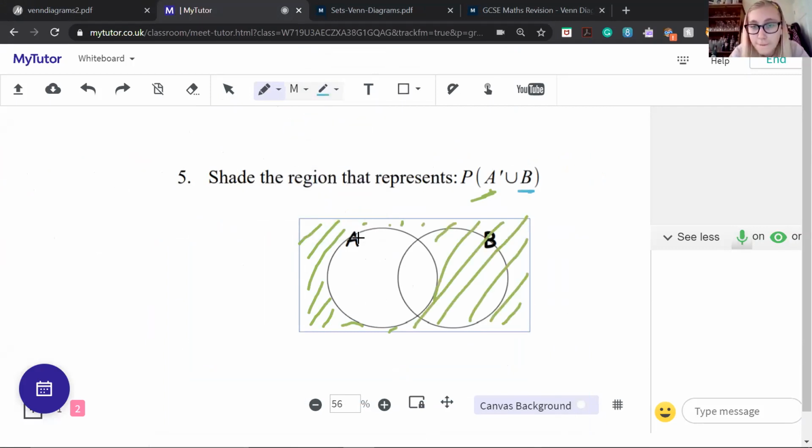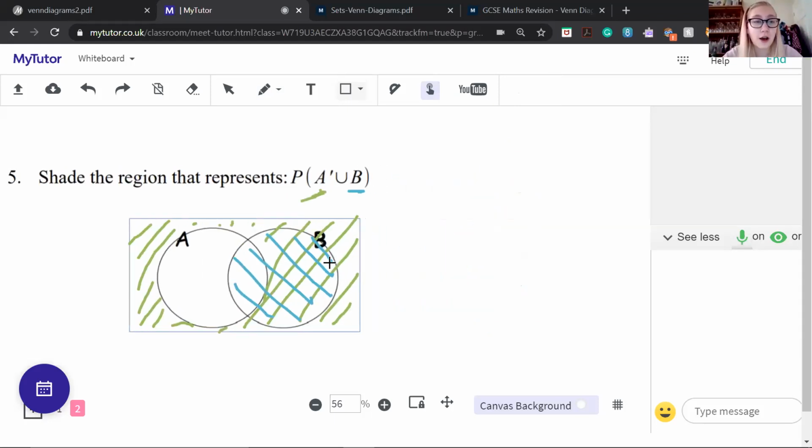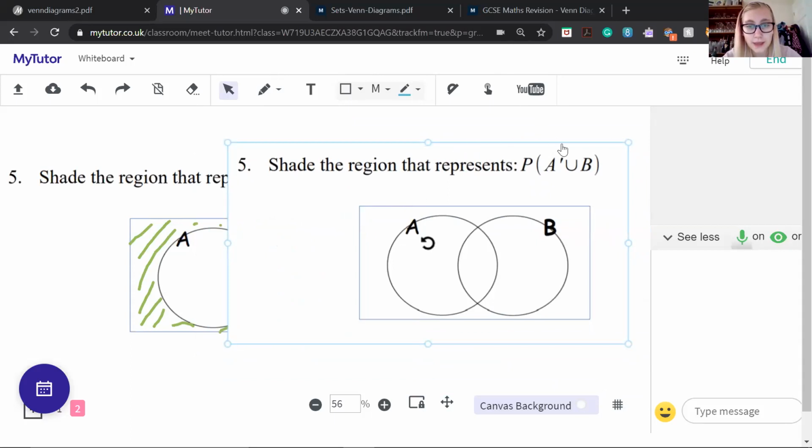And then we're going to think about B. What's everything that's in B? It's this. And then because this time, so if this was an intersection, we'd have just this little crescent here, right? Because that's where those intersect. But we have a union, which means that it's everything that we've shaded. So our actual solution, I'll maybe do this on a separate one to kind of show you what I mean.